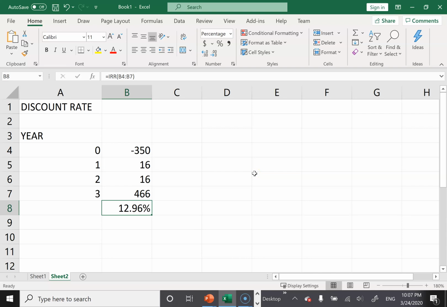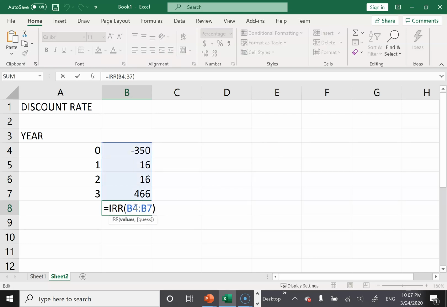There's one thing that I want to emphasize. One of the common mistakes that students make is that when they use the internal rate of return function, they calculate the present value of these future cash flows first, and then use the internal rate of return function on those present values. That's a mistake. When you use the internal rate of return function, make sure that you highlight all the future cash flows and the initial cash outflow. You do not want to discount these future cash flows.